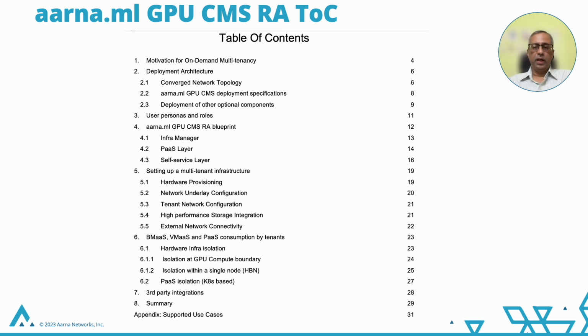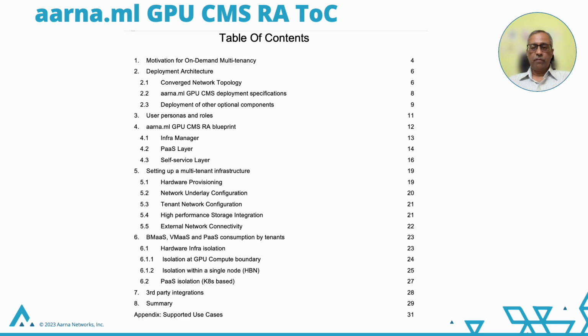Then in section 3, we provide you the details of various user personas that are required to enable the various use cases from this reference architecture. Section 4 actually talks about the blueprint. So this blueprint comprises various layers such as infra manager, the PaaS, and the self-service layer. In this section, we show you how these various layers stack up, what functionalities they provide.